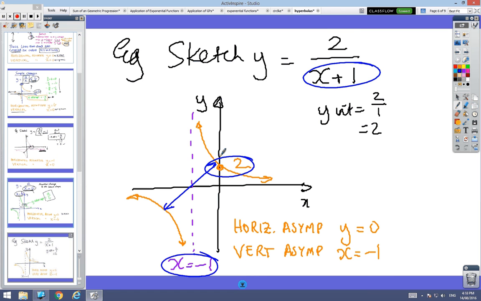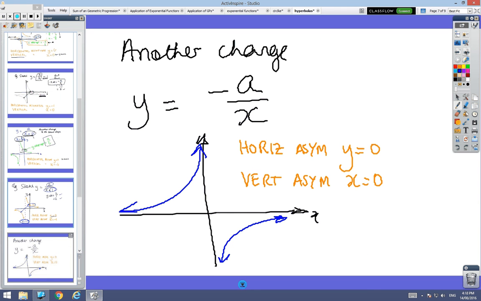The x-intercept is just 2 on 1, which is just 2. So it's crossing there. The horizontal asymptote in this direction is the x-axis, and the vertical asymptote is this purple line, x equals -1. Okay, copy and come across. And then again, hopefully we'll just make them straightforward.